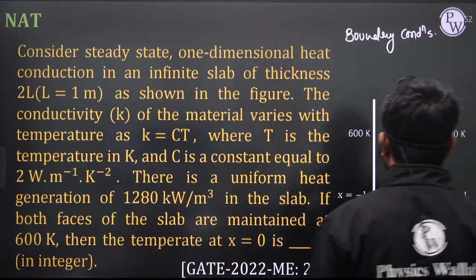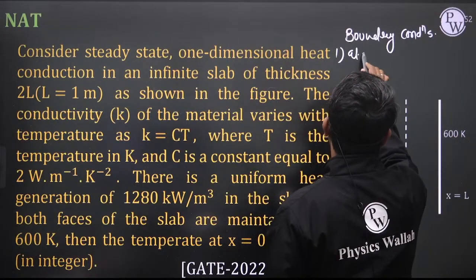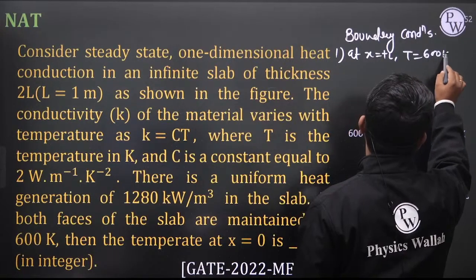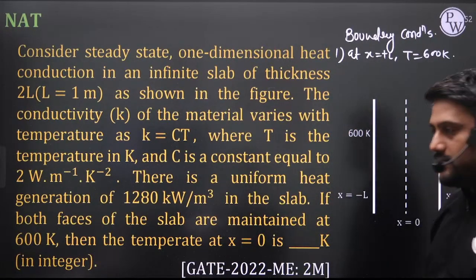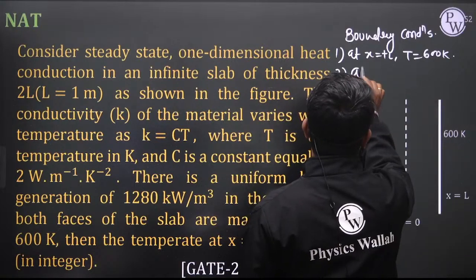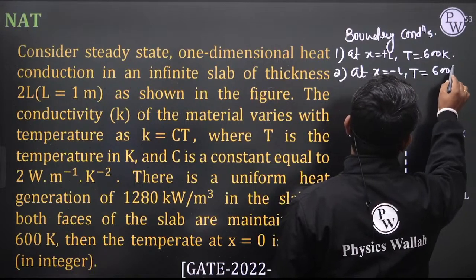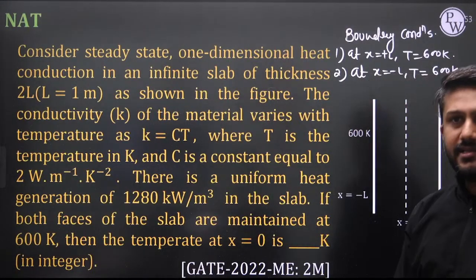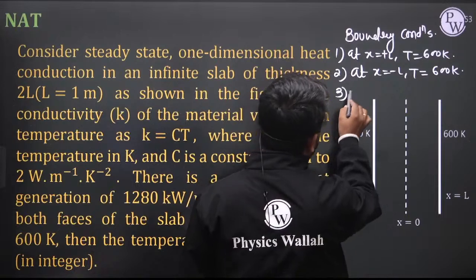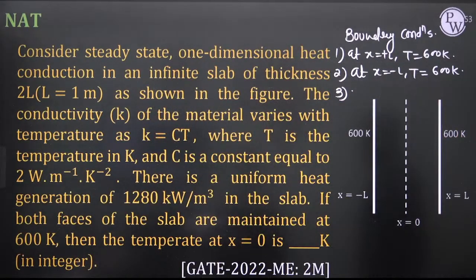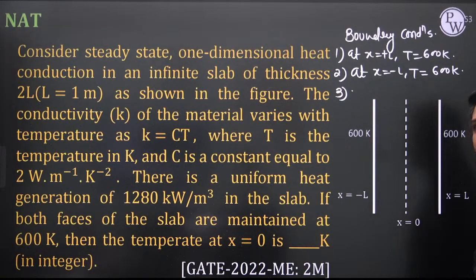The first boundary condition is, at x equal to plus L, T is equal to 600 Kelvin. The second boundary condition is, at x equal to minus L, T is equal to 600 Kelvin. What is the third boundary condition? Is this a symmetric problem or not? Yes, absolutely, this problem is symmetric about the mid plane.